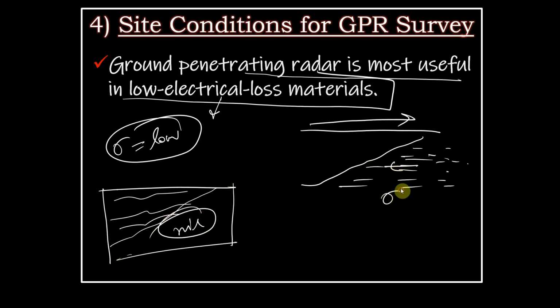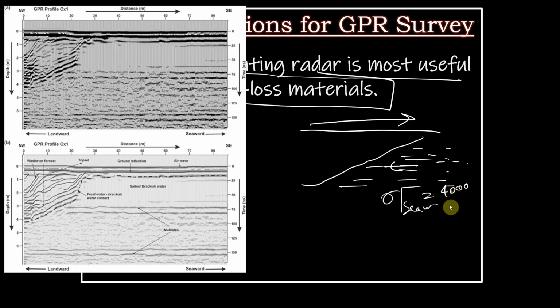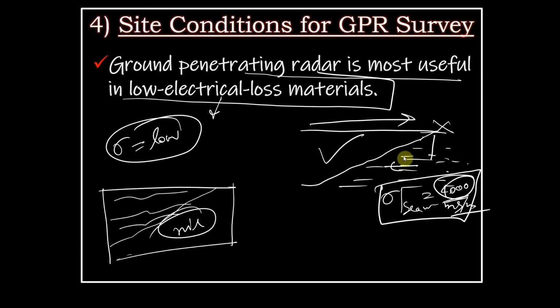conductivity of seawater is around 4000 millisiemens per meter, if I am not wrong. So the conductivity is high for the saltwater or seawater, and from this zone you won't have any signal. From this zone you will have the signal, but from this zone you will not have any signal. So it works well in low electrical loss material.